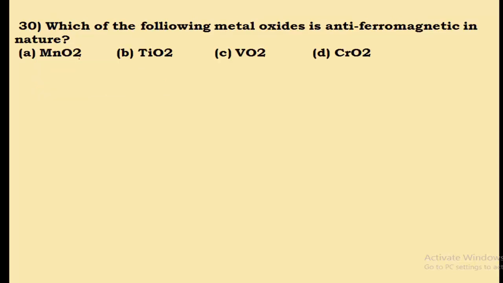Next, 30. Which of the following metal oxides is antiferromagnetic in nature? So if you have gone through the theory, then there you will find the oxides of manganese are examples of antiferromagnetic substances.